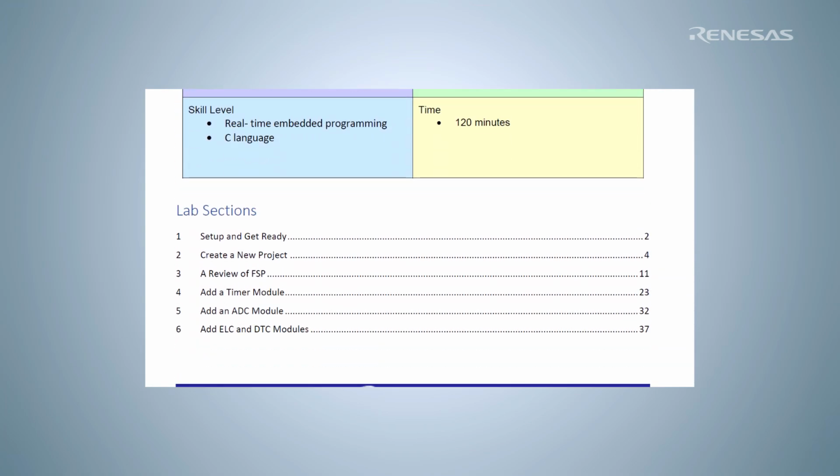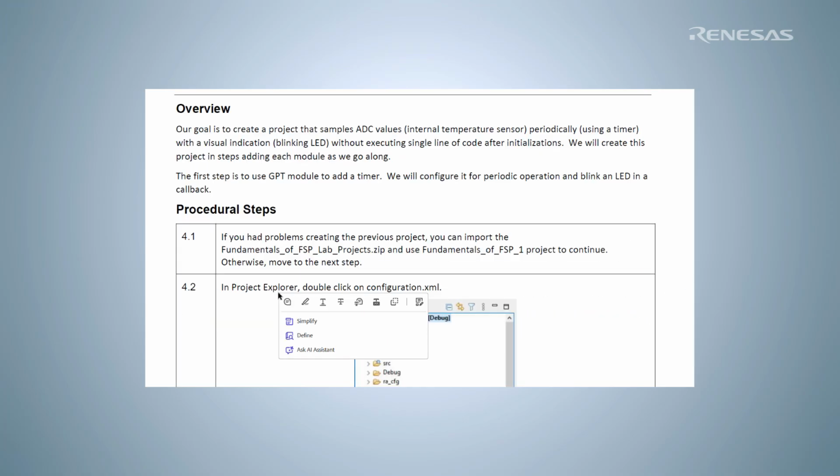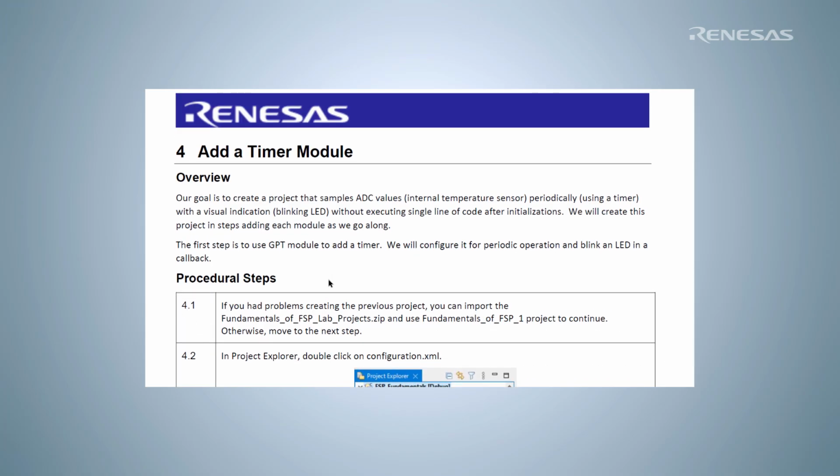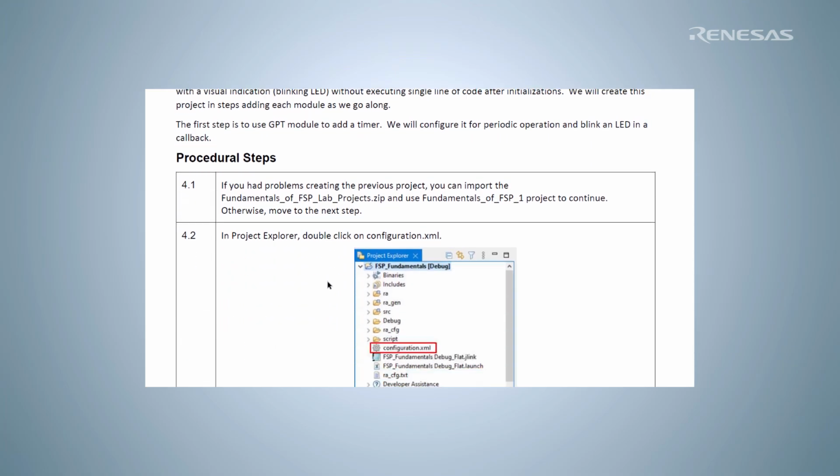Today we will continue building on our project. After setting up the tools, creating a project, and exploring the FSP, we are now going to add the timer module to blink an LED. Let's get started.